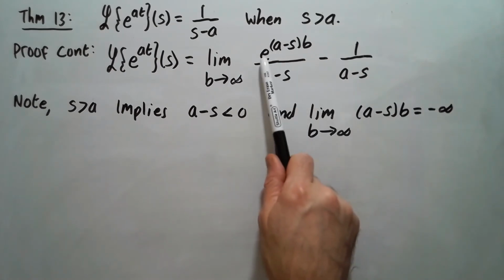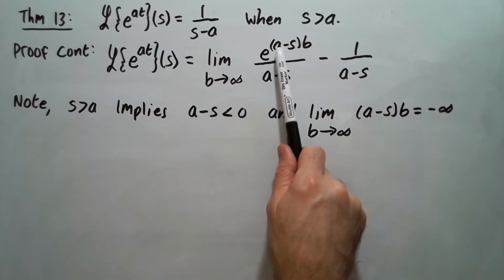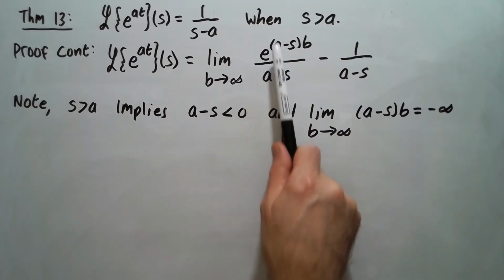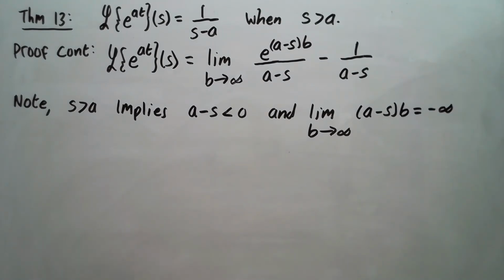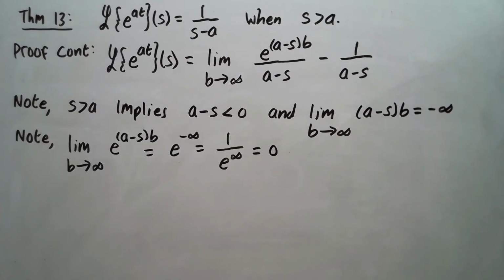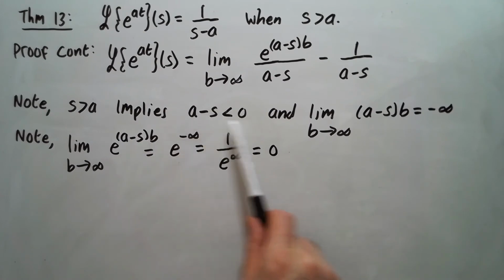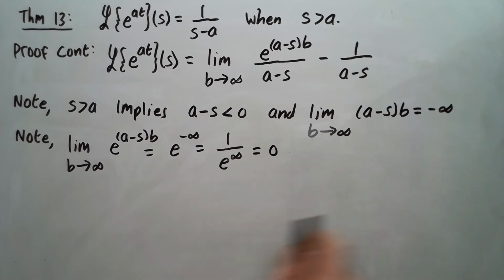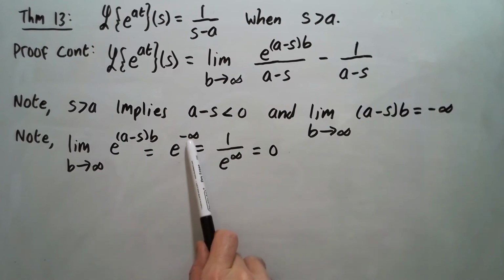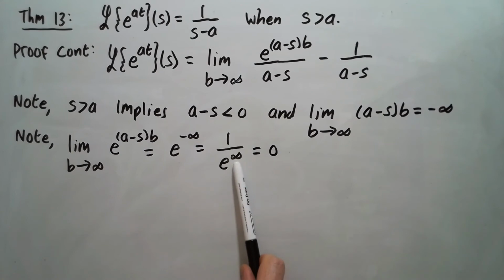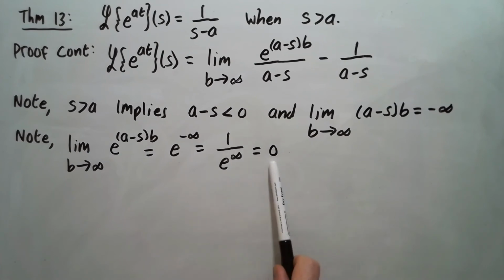So therefore this will be e to the minus infinity up here. That's like 1 over e to infinity, which is going to be 0. So let's write that here. So note then, the limit as b goes to infinity of e to the a minus s times b. Well, as we mentioned, the a minus s is negative, and we mentioned this is negative infinity. Therefore, it's going to be e to the negative infinity, which means 1 over e to infinity. And 1 over this is pretty much 1 over infinity here, but 1 over infinity is 0.